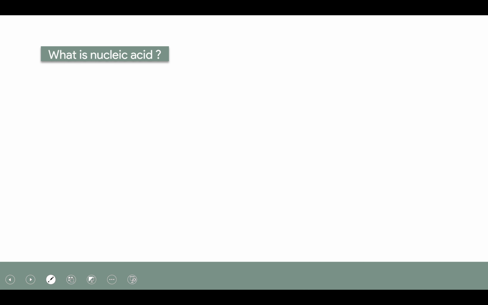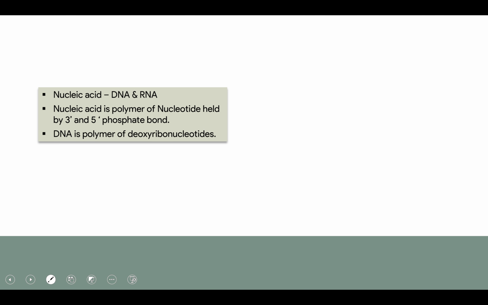Now what is a nucleic acid? We all know that nucleic acid is a polymer of nucleotide, and the most common nucleic acids that we study are DNA and RNA. Nucleic acid, as I stated earlier, is a polymer of nucleotide which is held by 3' and 5' phosphate bond.